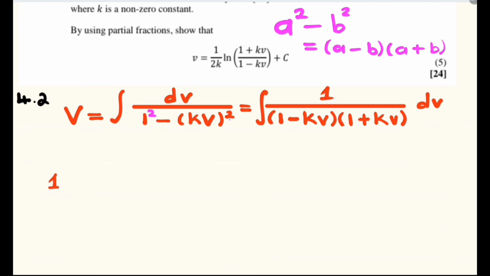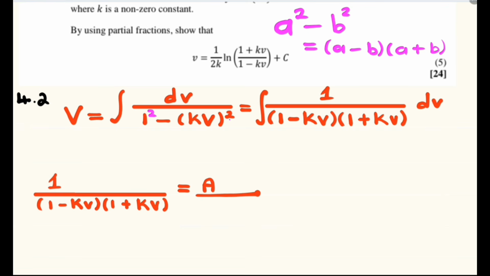We forget about the integral and the dv, so we have 1 divided by 1 minus kv multiplied by 1 plus kv. This will be equal to, because it's unique linear factors, a divided by 1 minus kv plus b divided by 1 plus kv.